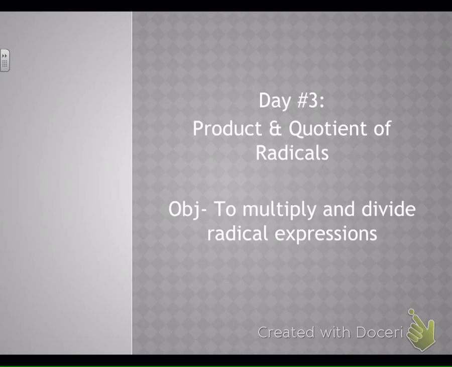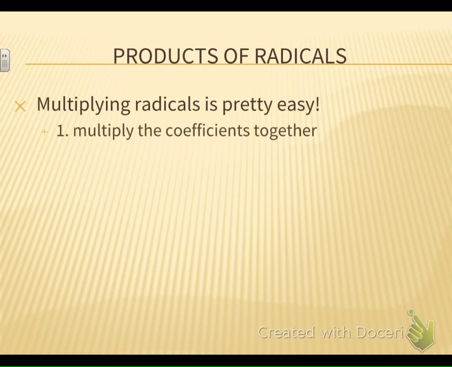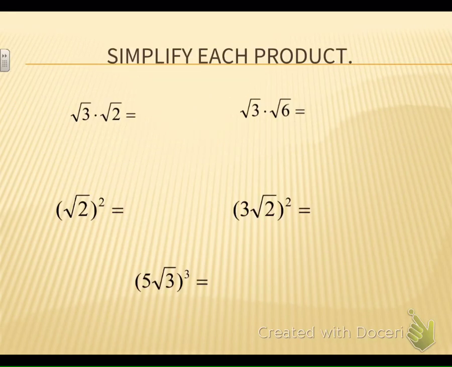Alright, day number 3, product and quotient of radicals to multiply and divide radical expressions. So the products. You're going to multiply the coefficients together, and then multiply the numbers under the radical together. And then you simplify. So, let's get all these on there.